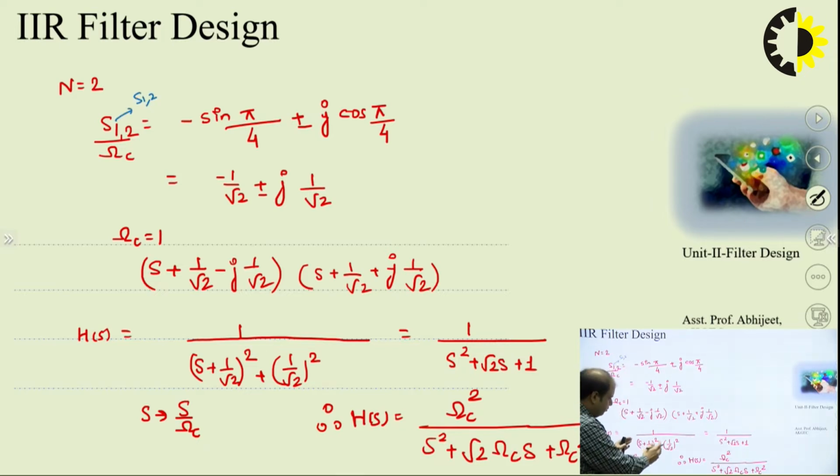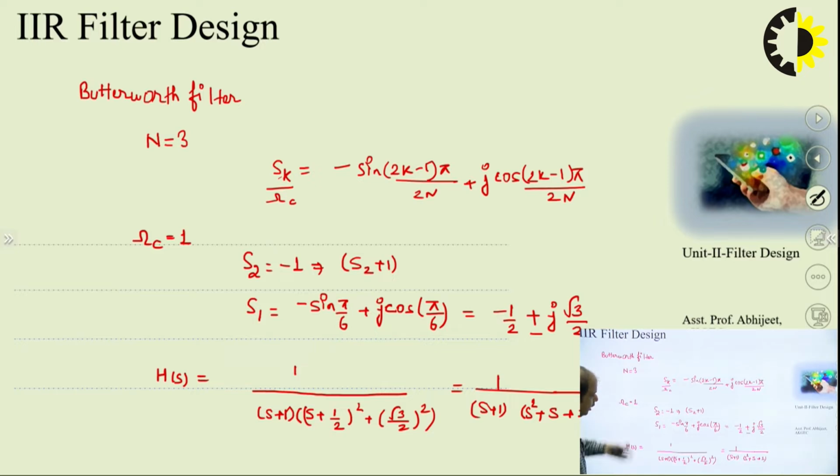If I take this complex conjugation, I have capital H of S equal to omega c square over S square plus square root 2 omega c S plus omega c square. Again, if we go for n equal to 3, we will have H of S equal to 1 over (S plus 1) times (S square plus S plus 1).